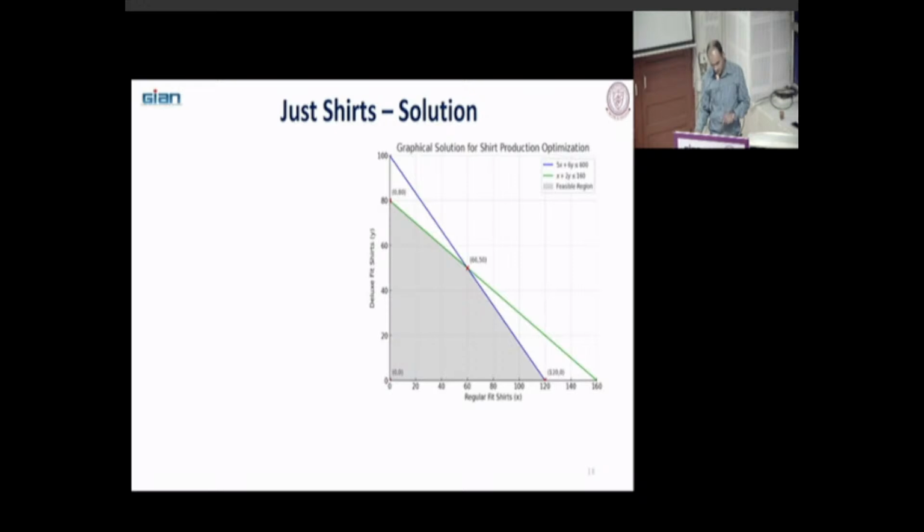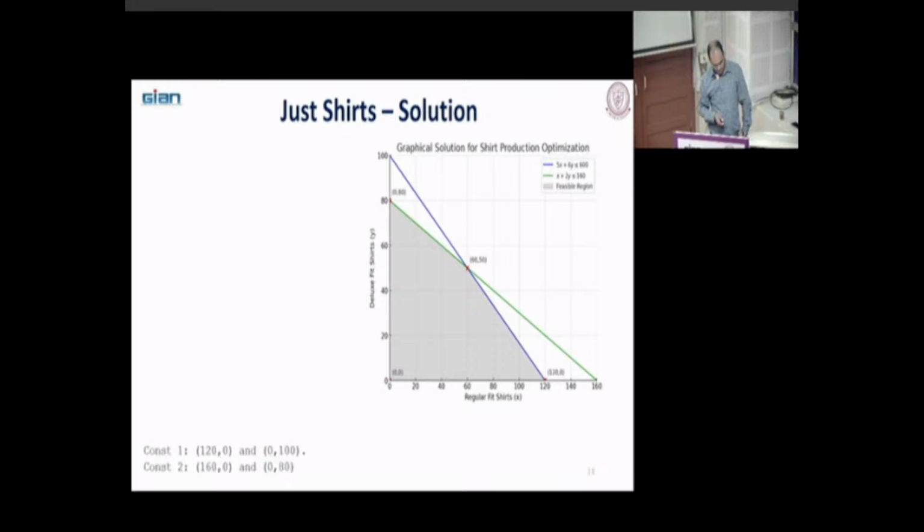So the blue line shows your cotton constraint. The green line shows your labor constraint, and they intersect at this 60, 50 point. Do you know how to find the points here? So which is the feasible region here? Shaded region. Why shaded only? Why not above that? Constraints are less than. If constraints are greater than, then they will go above the lines.